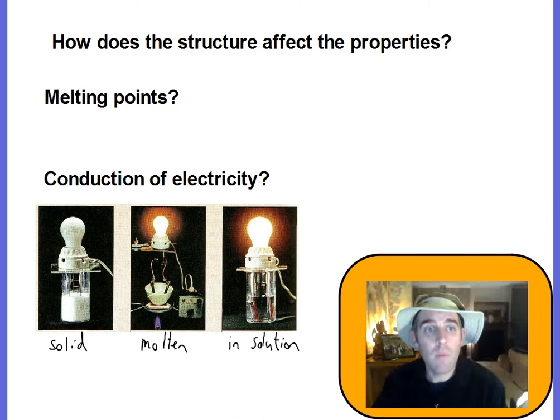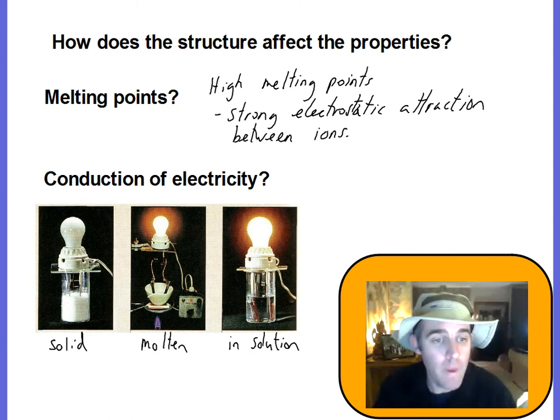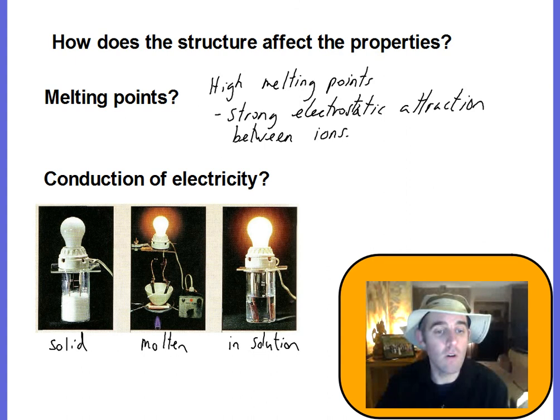Okay, so how does the structure affect the properties? As we just said, ionic compounds have high melting points because of the strong electrostatic attraction between the ions. Can they conduct electricity? Well, when solid, no. Ionic compounds cannot conduct electricity, but when molten, so if we melt it, as this diagram shows, they do conduct electricity. And when in solution, so dissolved in water, again, they conduct electricity.